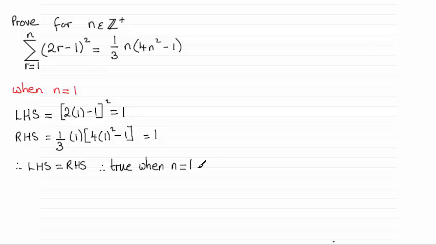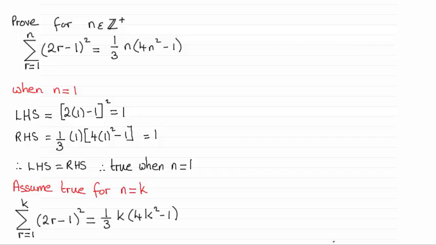The next step is to assume that it's true for n equals some constant, which we'll call k. So that's the question of just putting n equals k in here and k in here. If you do that, write in that you assume it's true for n equals k, and you've got that summation for r going from 1 to k equals 1/3 k times all of 4k squared minus 1.